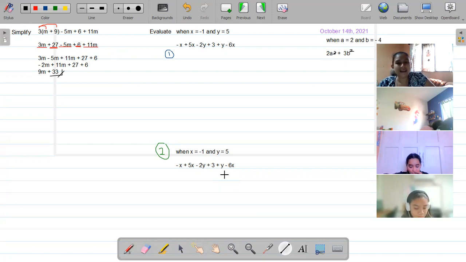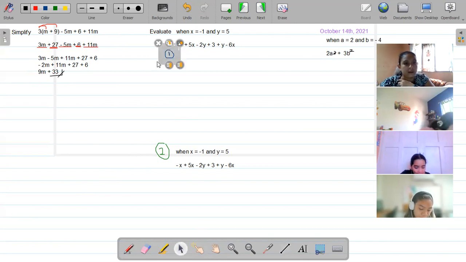Now remember, what is to evaluate? Evaluate is just to substitute the variables for the value that's given for the variable. In this case, I'm going to substitute for every x the -1 and for every y the +5. I'm going to do this handwritten, okay? So you can see it. I'm going to move this a little bit to this side.